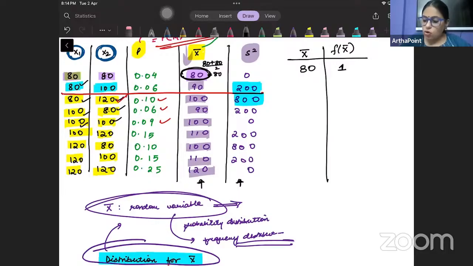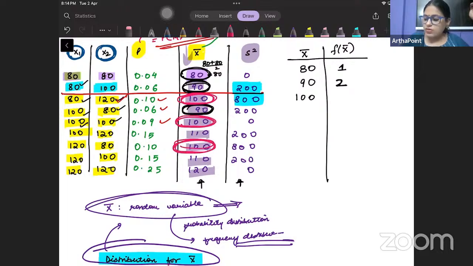Now let us focus on the mean value being 90. So where all do you see the mean value being 90? Here I see that the mean value is 90. Here I see that the mean value is 90. So two places. So frequency will be 2. Now beta, I focus on the mean value being 100. So where all do you see the mean value being 100? Here, here, and here I see that the mean value is 100. So its frequency is 3.